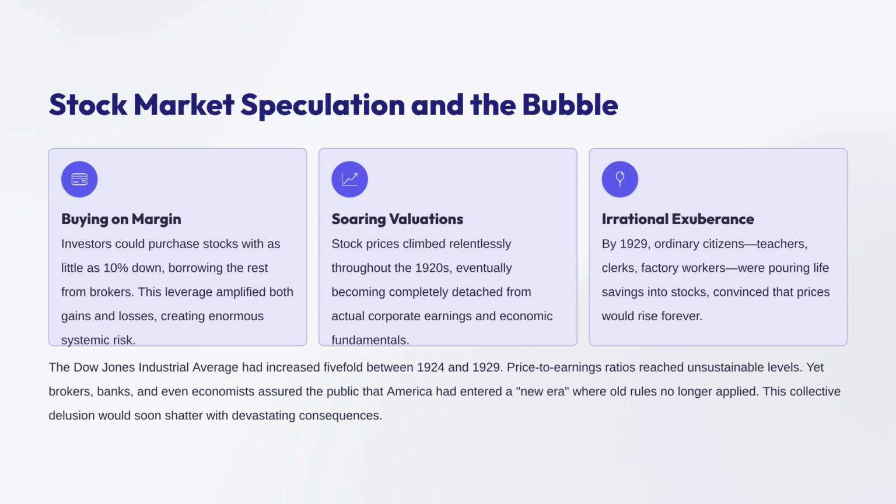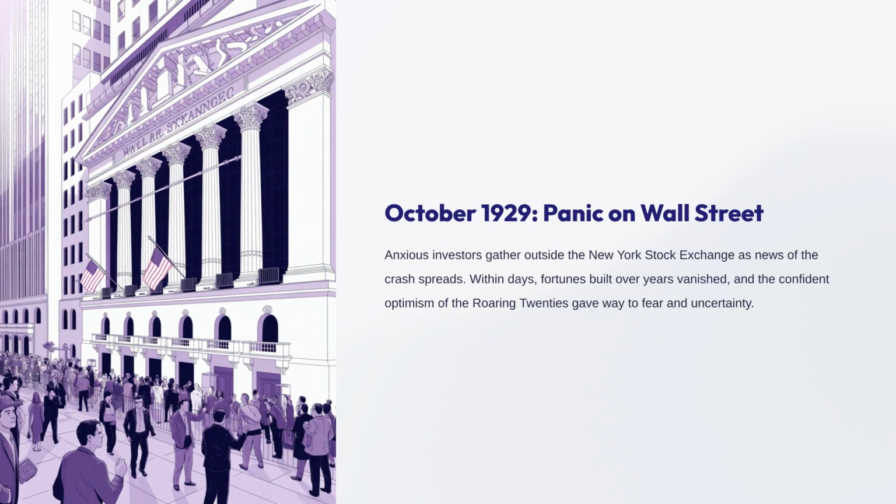Practices like buying on margin amplified risk. Valuations soared, detached from corporate earnings, driven by irrational exuberance. As ordinary citizens poured savings into stocks, convinced prices would rise forever. In October 1929, panic hit Wall Street. Within days, fortunes vanished, and the confident optimism of the Roaring Twenties gave way completely to fear and uncertainty.